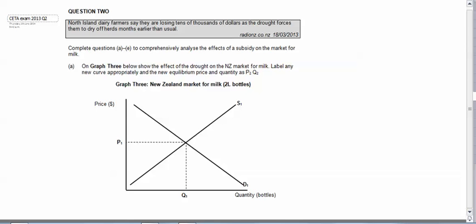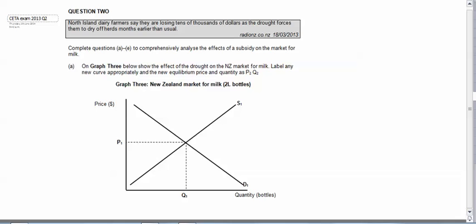Hi everybody, going to attempt question 2 now from the practice exam paper. This question talks about a drought situation, and North Island dairy farmers are talking about losing lots and lots of money as a result of the drought that's happening in the North Island. The first question asks you to show the effects of the drought in the New Zealand market for milk.